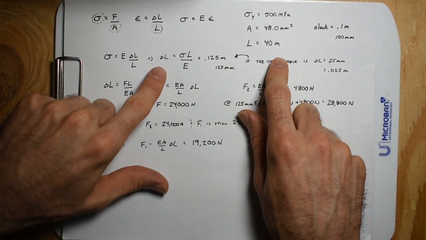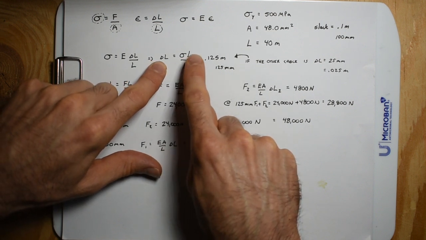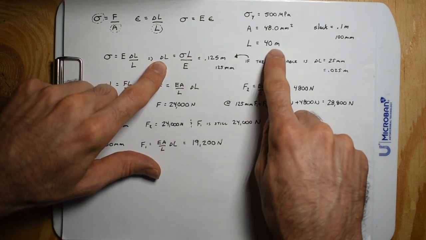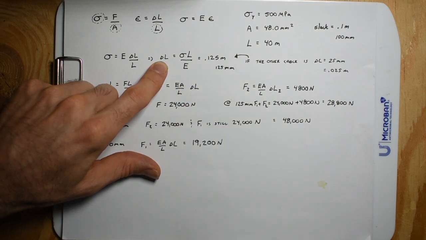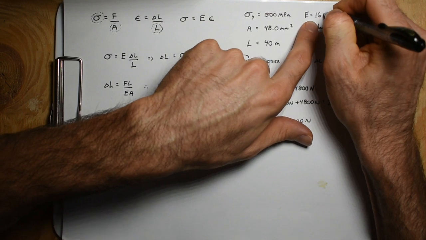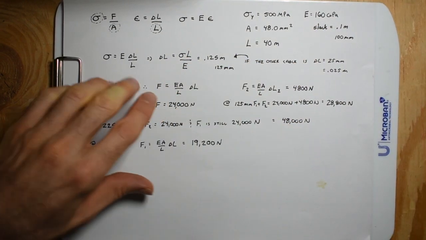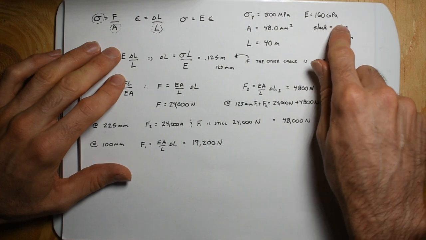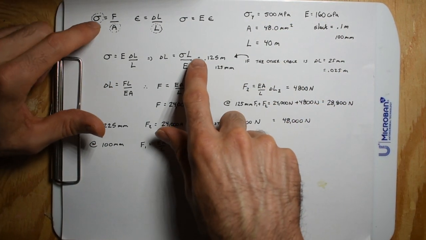So in this problem, we wanted to know the change in length based on that max stress times that length of the 40 meters divided by the modulus of elasticity. And damn it, I didn't put the modulus of elasticity, but it's 160 gigapascals. You know what I mean? So that's the other thing. This is 160 times 10 to the 9. This is 500 times 10 to the 6.